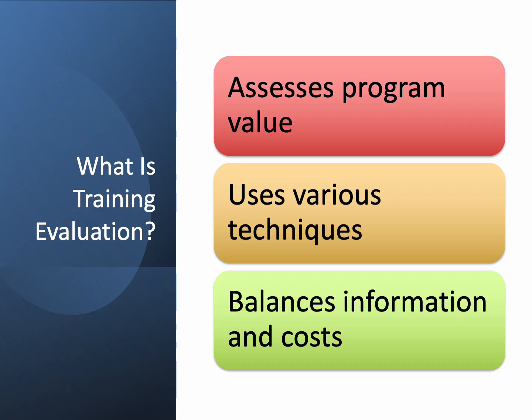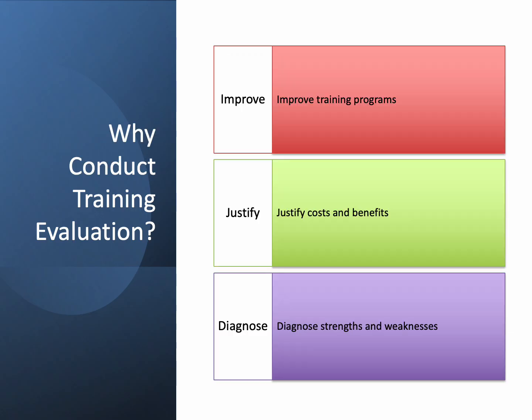How is it conducted? Evaluation is critical in industries like manufacturing or retail, ensuring training aligns with organizational objectives and delivers measurable impact. Training evaluation improves programs, determines who should be trained, justifies costs and benefits, diagnoses strengths and weaknesses, and confirms if expected results are achieved. For example, evaluating a safety training identifies gaps in protocol adherence. As we discuss this, consider why evaluation matters in your industry.